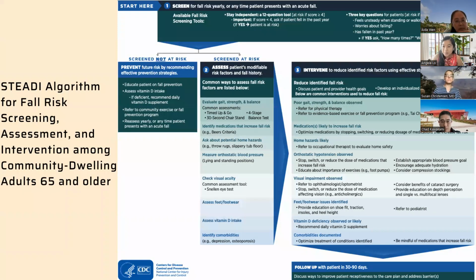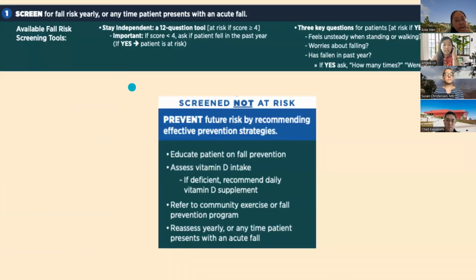So this is the algorithm that the CDC has revised since 2017. I will break it down so it's a little bit easier to see and understand. You start first at the top, where you screen for fall risk. Ideally, that's yearly or anytime a patient presents with an acute fall. So you can use that fall risk screening tool that I mentioned before. If they scored 4 or more, that is a positive screening for falls. Or if you don't have that, you can also ask these 3 key questions. And if they say yes to any of these, that is also a positive screen for falls.